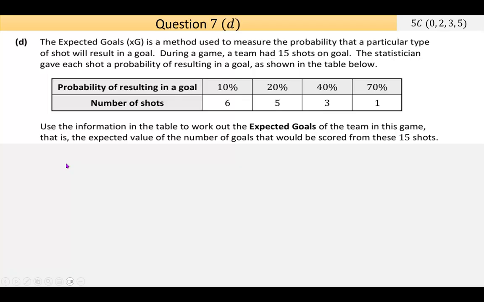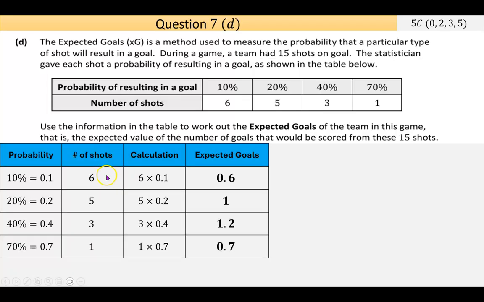Okay. Now, I'm going to make up a little table myself. So the probability of something happening, well, 10% is the same thing as 10 over 100, which is 0.1. They're giving us percentage probability, we just want the probability, which is 0.1. So 20% is 20 over 100, which is 0.2, 40 over 100 is 0.4, 70 over 100 is 0.7. Now they're telling me the number of shots, so the expected value is what's happening here. You're going to multiply those two things together.